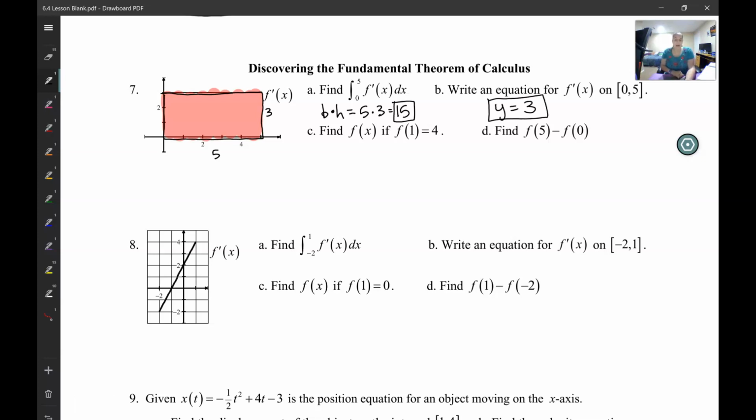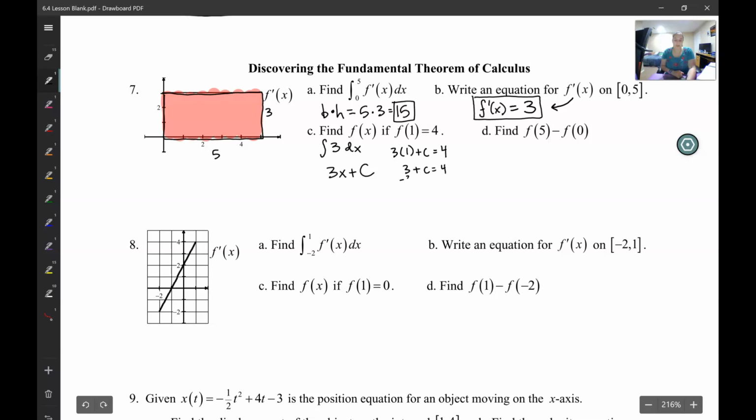Okay, find f of x if f of 1 equals 4. So finding f of x, that means this is f prime. So I guess I should label it. Let's label it as f prime of x. So if I want to find f of x, I need to take the integral of that equation. Well, we know that one. That's just going to be 3x plus c. And right there, there's our initial starting point so that we can calculate c. So 3 times 1 plus c equals 4. So I should get that c equals 1. So f of x is going to be 3x plus 1.